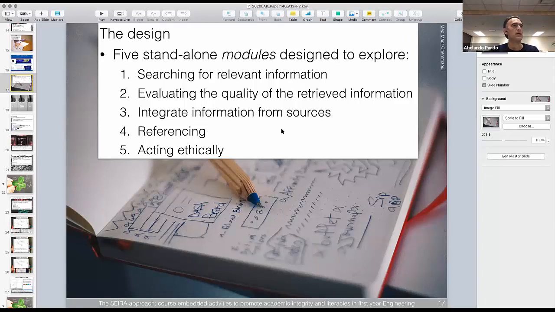Sometimes the students are not referencing properly. Sometimes they don't know how to integrate information from sources, or worse even, they do not perceive the boundaries that take them from regular integration of information to a breach of academic integrity. And that's why these 5 topics were selected.